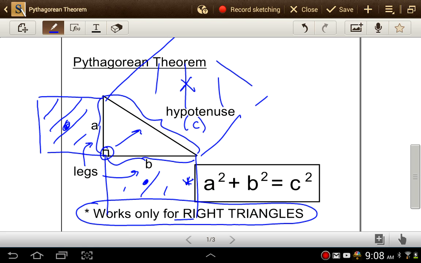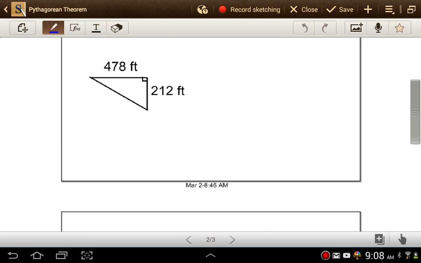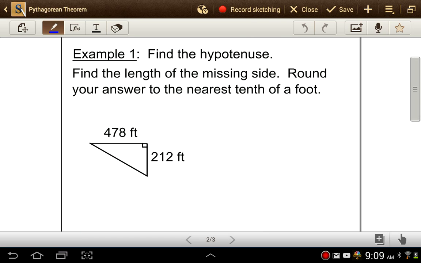Okay. Example 1. Find the hypotenuse. So we're going to find the length of the missing side, and we're going to round our answer to 1/10 of a foot. So pay attention to what you need to do with your answers, because there might be a couple different ways that I want them expressed. First, to show our work, you're going to write down your formula: A squared plus B squared equals C squared.